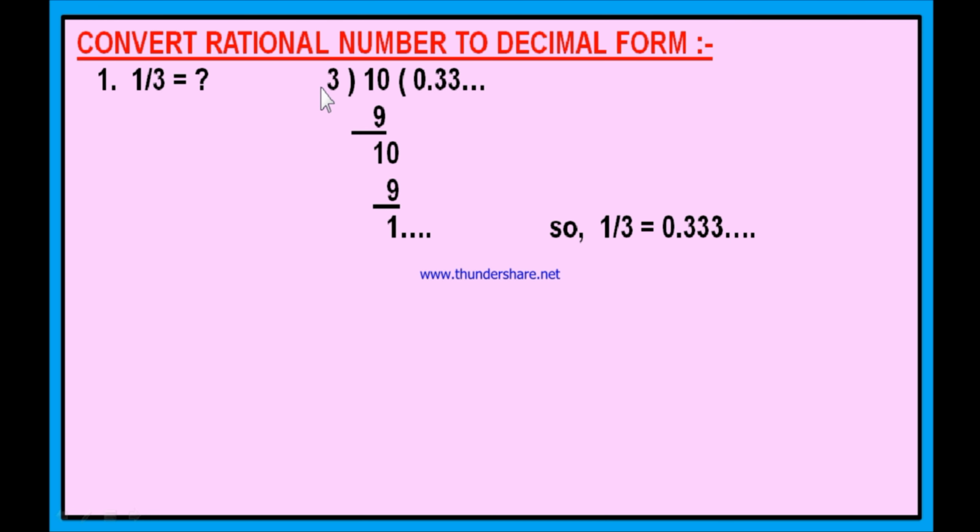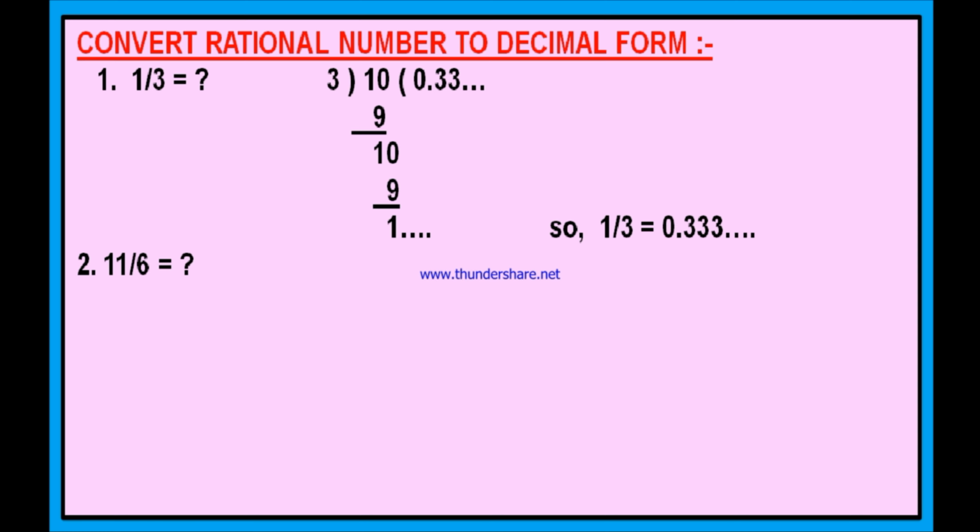If we divide 1 by 3, the quotient is 0.333 and so on. If we observe the division, the division is not completed. Division has no end, so its decimal part has no end. Since this decimal part has no end, it is called a non-terminating decimal. And at the same time, we got 3 repeating. Therefore, it is a non-terminating repeating decimal number.